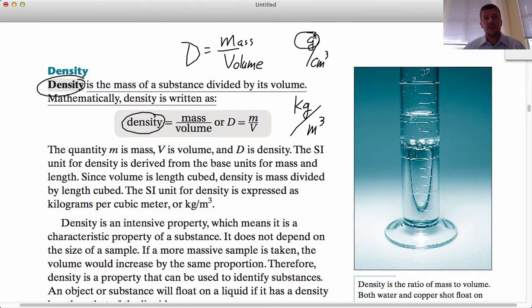So whatever the units for the mass, and whatever the units for the volume are, you divide those, and you take that mass that you measured divided by the volume, and you would find the density of that object. And the units are always going to be the units for the mass, maybe grams, over the units for the volume, maybe cubic centimeters.